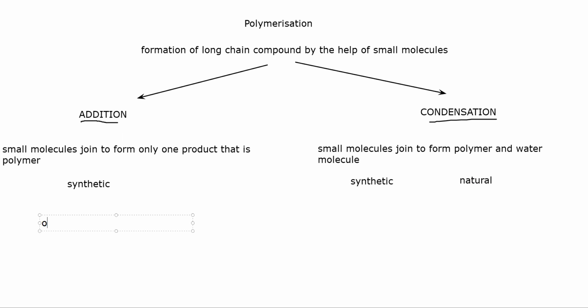Addition polymerization occurs in alkenes. First copy these two differences. I will explain in detail. This is just the first look. You will understand these differences when I explain individual addition polymerization and condensation polymerization. So this occurs in amines, carboxylic acid, and alcohols.